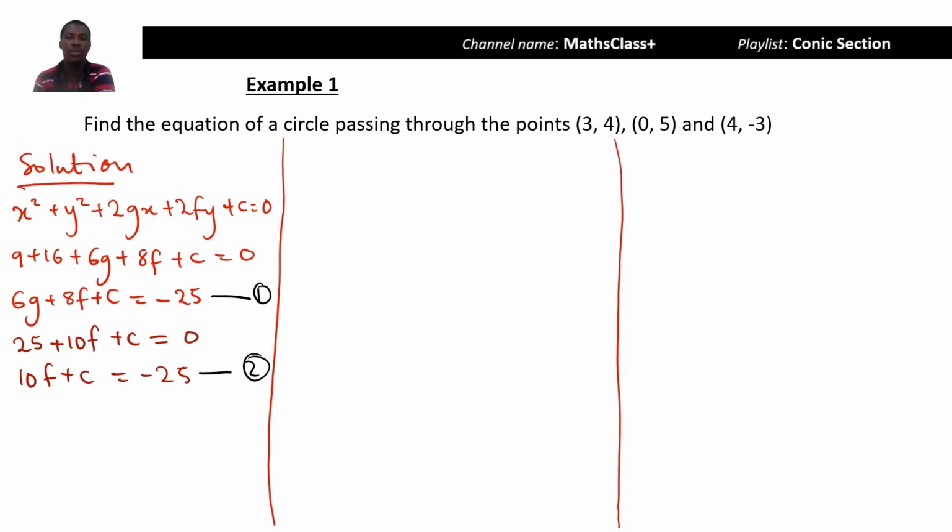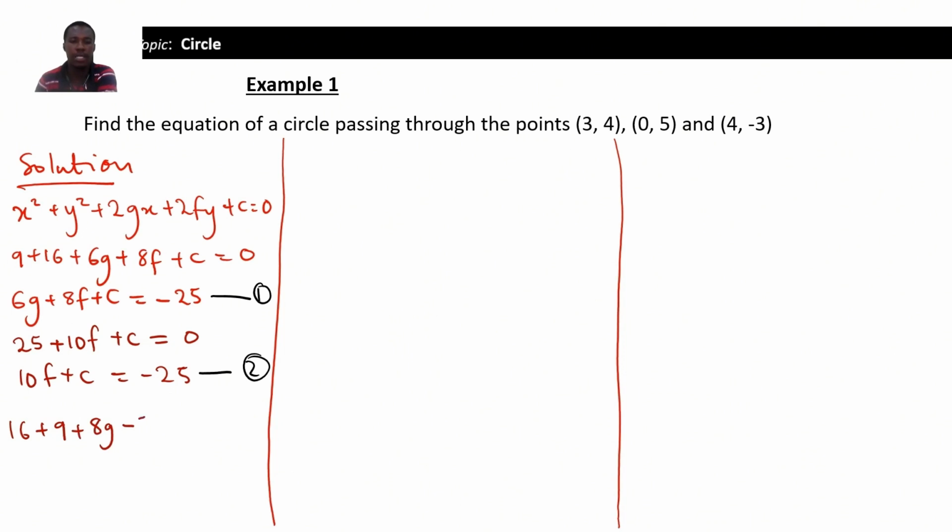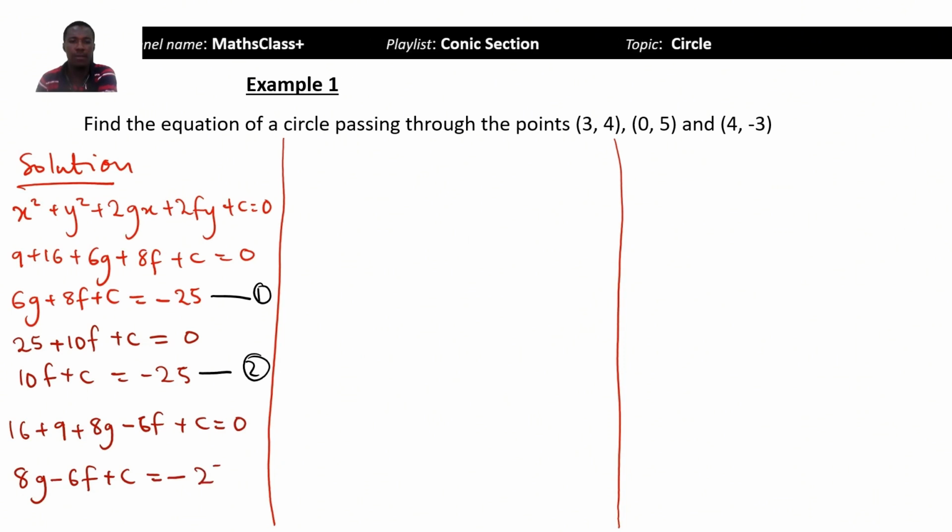Then I also substitute the third point, (4, -3). So 4 squared will be 16 plus negative 3 squared will be 9. 2 times 4 will be 8g, and then 2 times 3 will be minus 6f plus c is also equal to 0. I have 8g minus 6f plus c is equal to minus 25. That becomes my equation 3.